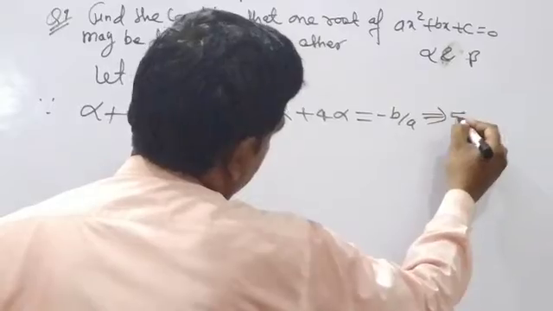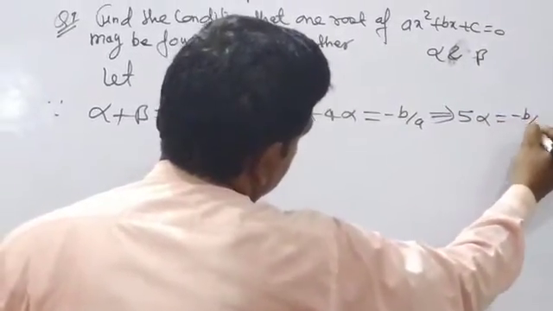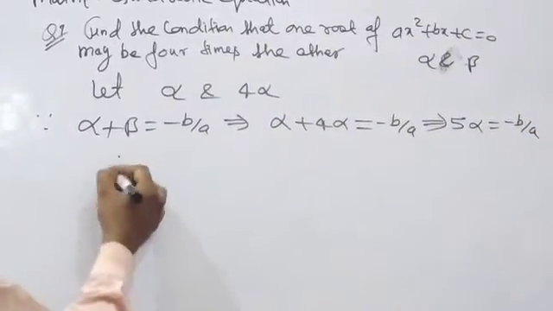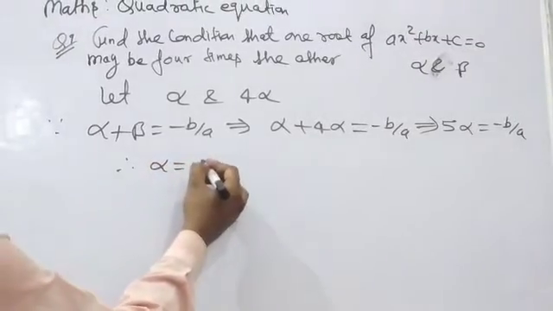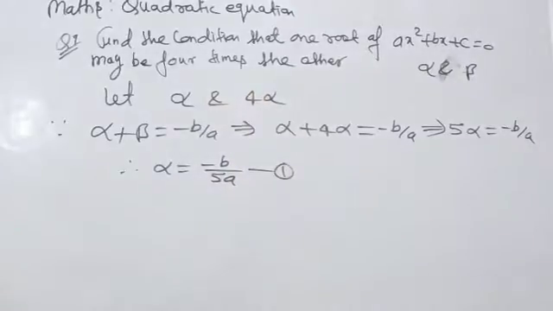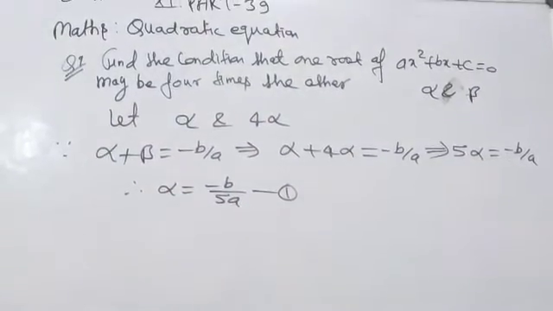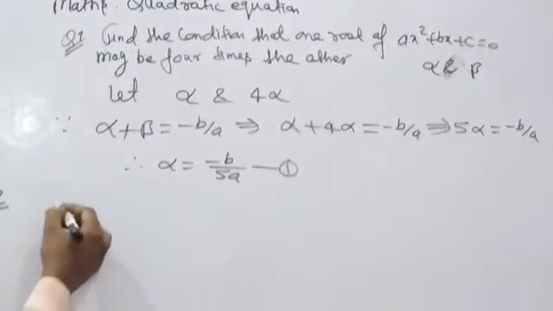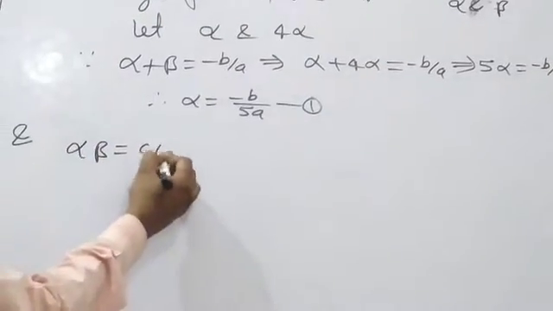Then 5 alpha is equal to minus b by a. Therefore, alpha is equal to minus b upon 5a, equation number first. Clear? Understood? And alpha into beta is equal to what? c by a.